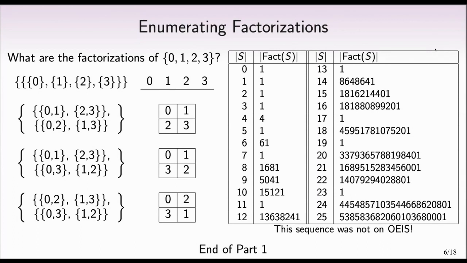For partitions and for many things, if I know the partitions of a set A and the partitions of a set B, then I know some partitions of A plus B, the disjoint union, or I know some partitions of A times B. Is that true? Do you know any facts like that for factorizations?